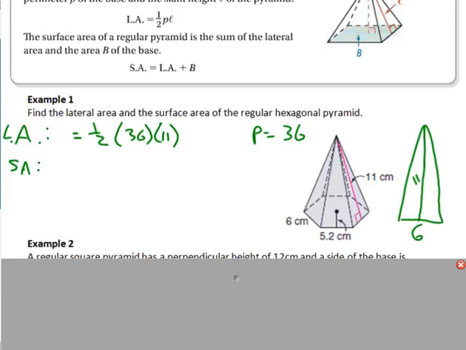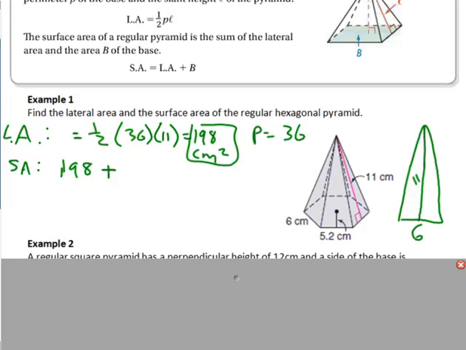Let me do it real quick. It'll end up being 18 times 11, but 0.5 or 1/2 times 36 times 11 gets you to 198 centimeters squared, since it's area. Now the lateral, or the regular surface area, is just 198 plus whatever the area of the base is.